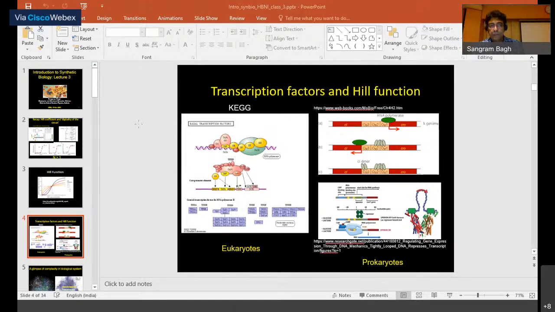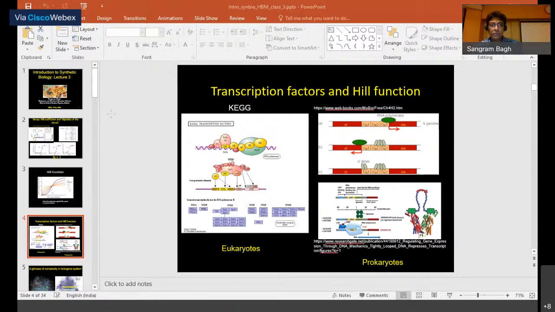Let's say this is a promoter. And then you have a gene here, which is going to produce the mRNA, and then it will translate to produce the protein. Now, you need one RNA polymerase to bind here in the promoter, which will produce the mRNA.